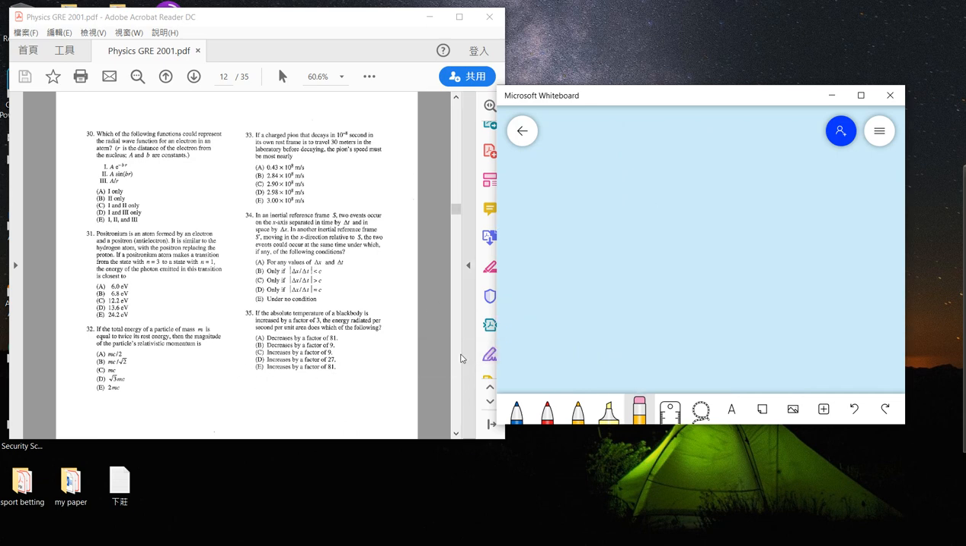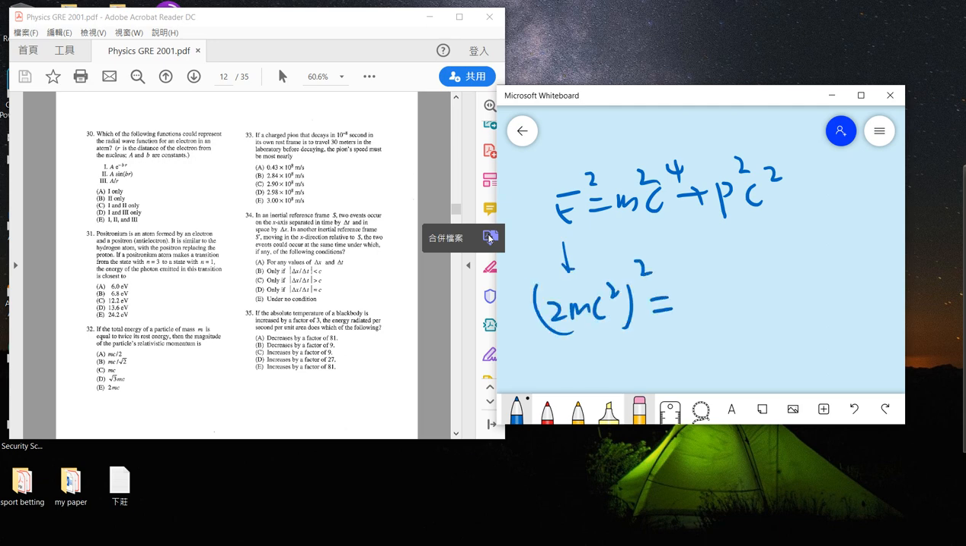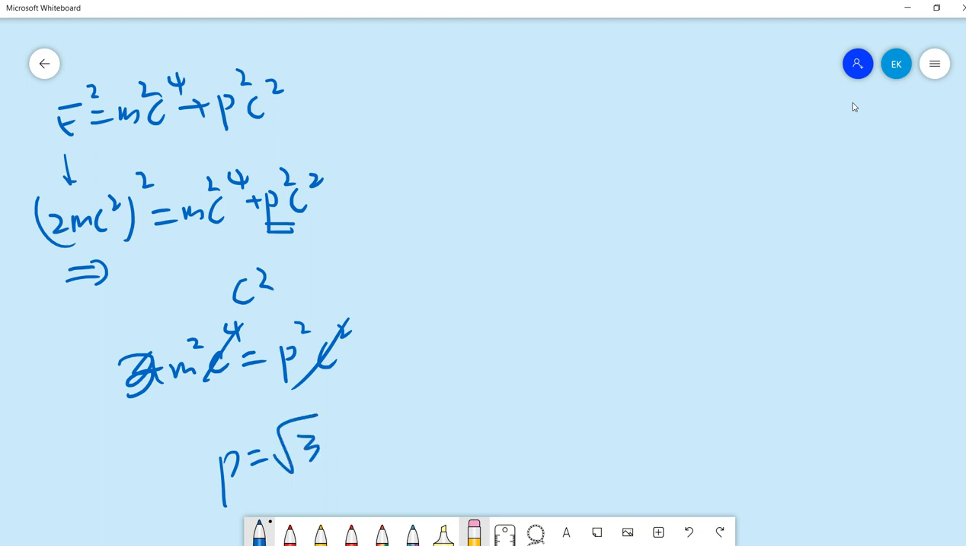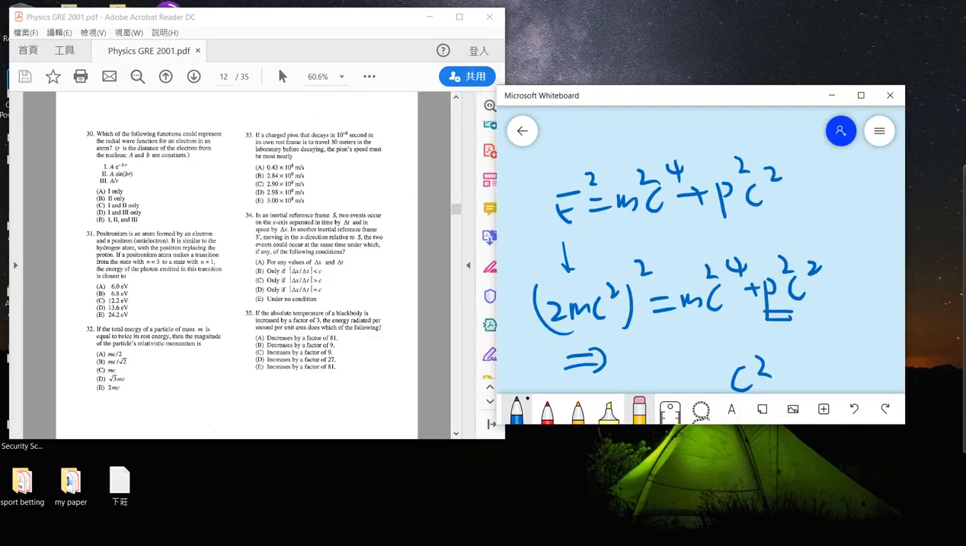Okay, so the total energy equals twice the rest energy. So E squared equals m squared c to the 4 plus p squared c squared, and this is 2mc squared. You ask about the magnitude, so basically it's about p. We can compute that p is just the square root of 3 mc. So the answer is D.